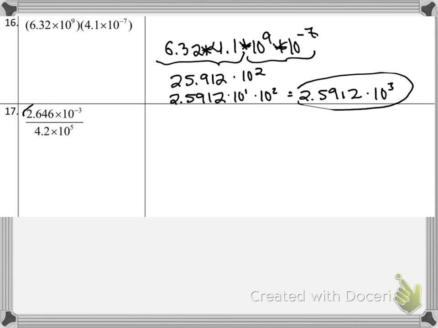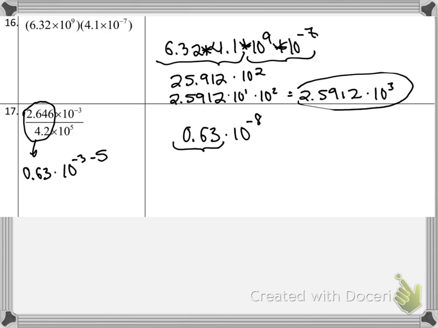So let's keep going. So let's type this into our calculator. We're going to type in 2.646 divided by 4.2, and that is going to give us 0.63. Then we subtract our exponents, so we end up with 0.63 times 10 to the negative 8th. However, we have a problem. 0.63 is not in proper scientific notation, but we can rewrite it as 6.3 times 10 to the negative 1st power, and then bring down the negative 8. If you're wondering why it's negative 1 and not positive 1, it's because 0.63 is less than 1.